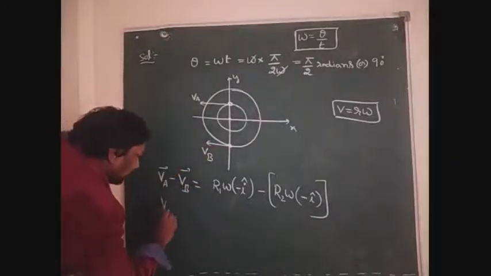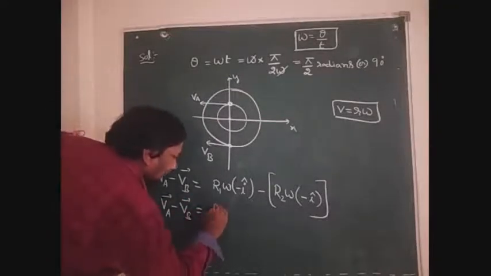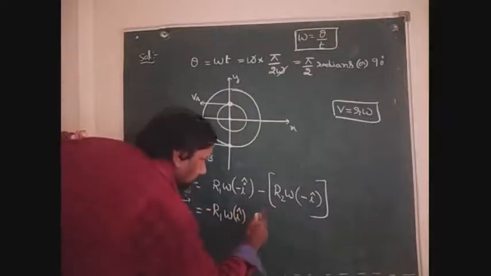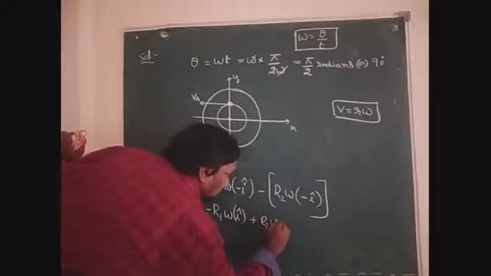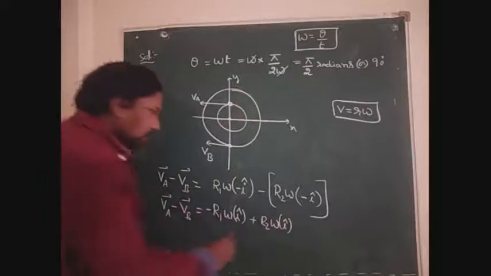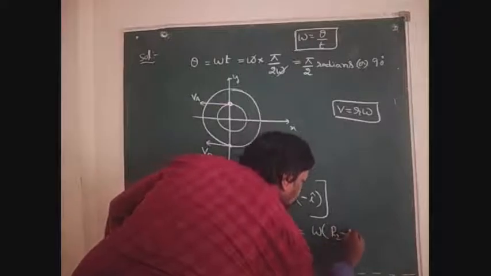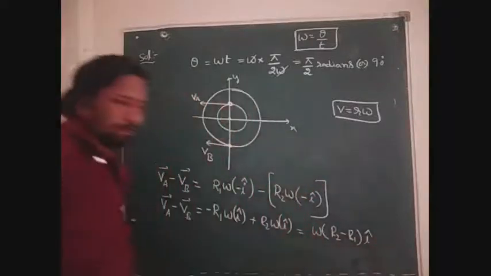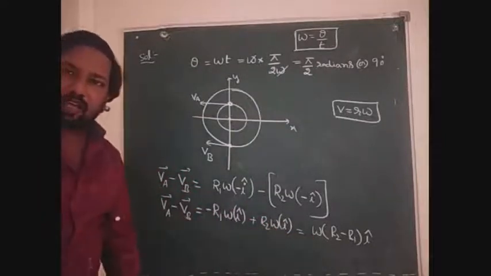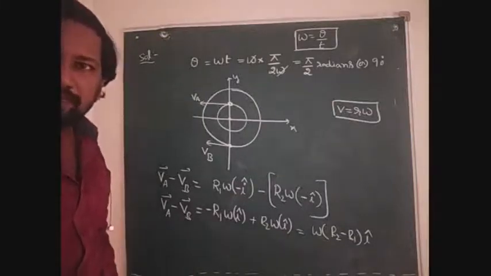Therefore VA bar minus VB bar is equal to R1 omega i cap minus of minus R2 omega i cap, that is plus R2 omega i cap. Here i cap is common. So omega into (R2 minus R1) into i cap. This is the relative velocity of particle A and particle B.